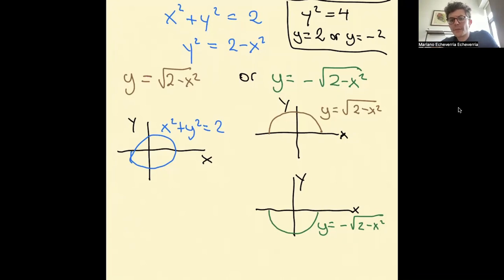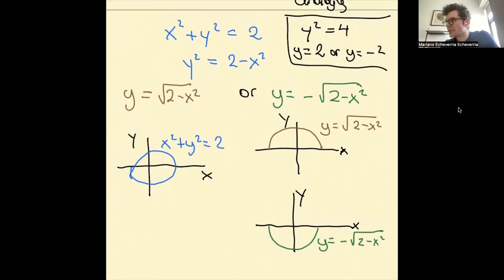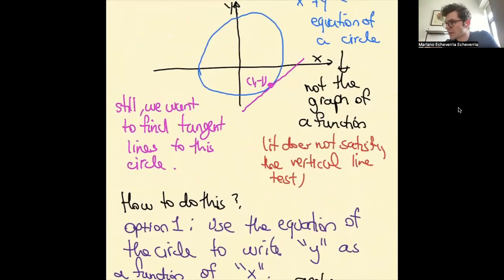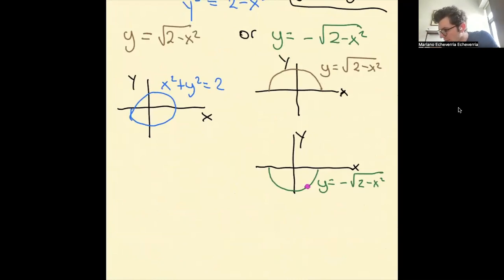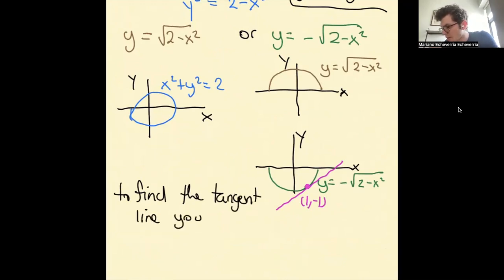And so once you do that, if you wanted to find the tangent line, if you remember the original problem, I wanted to find the tangent line going through this point, right, 1 comma -1. This is where the point 1, -1 is, right? So to find the tangent line, you can work with this equation, because this equation is the one that represents the bottom half of the circle.